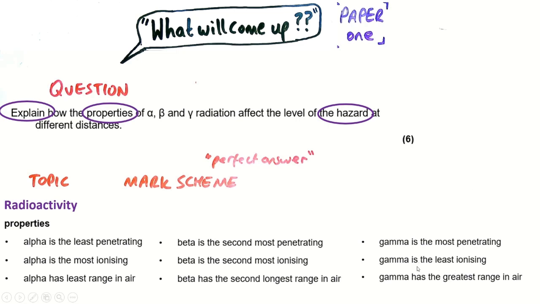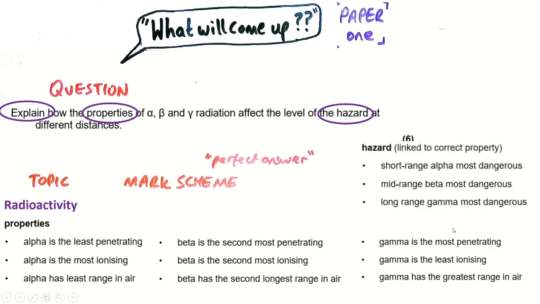So what we'd say is, at different distances, at short range, alpha must be the most dangerous because it's ionizing. If you're mid-range, so let's say a meter or something, beta will be most dangerous because alpha won't get through to you there, beta will, and it's moderately ionizing still. But at long range, gamma is the most dangerous. Okay, because even though it's not very ionizing, it's the only one out of the three that will be able to go more than a few meters with a lot of it not absorbed.